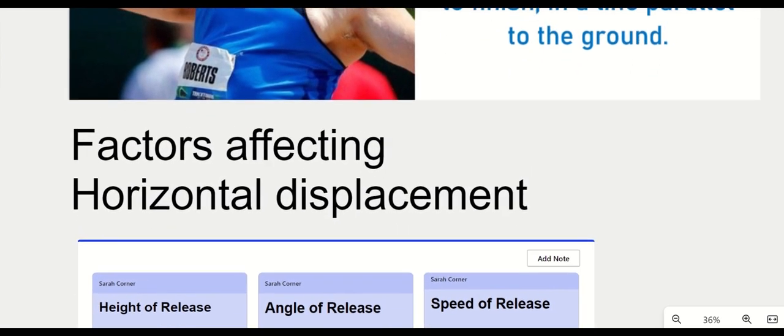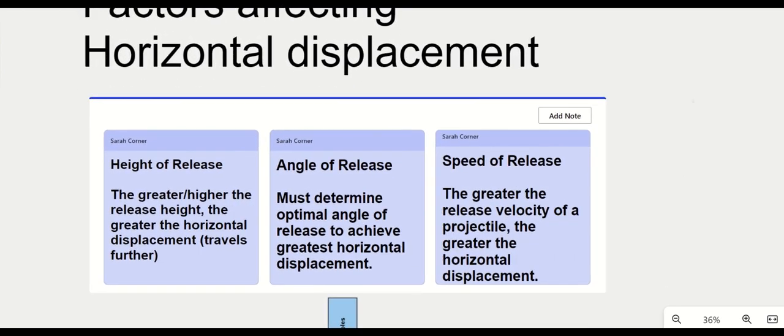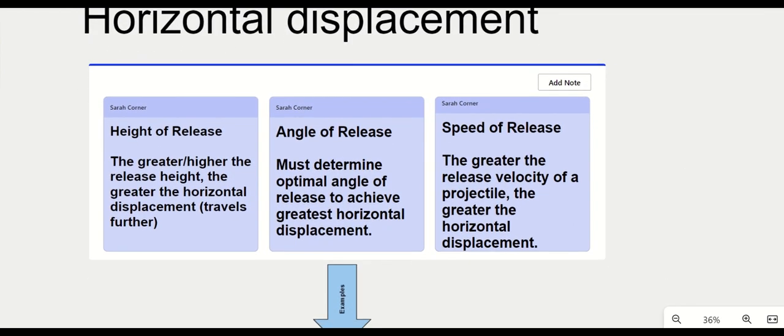So you should have identified the three key factors as height of release, angle of release and speed of release. Nice and easy, but when it comes to the applications, this is where students lose the mark. So let's make sure we can explain and apply. So here we go. The height of release: the higher above the landing area that you release the projectile, the further it's going to travel.